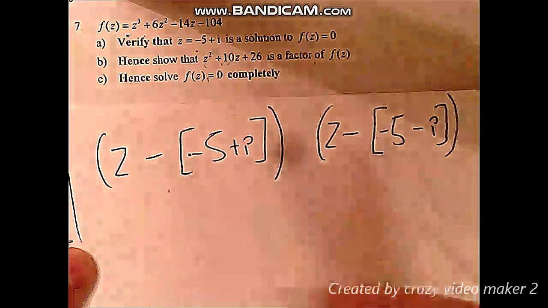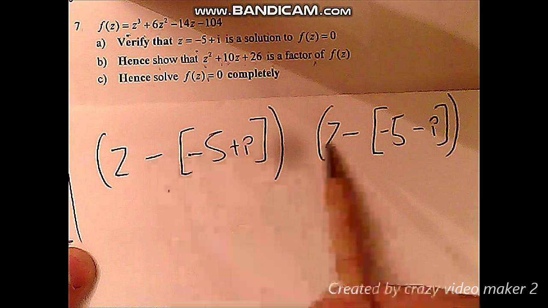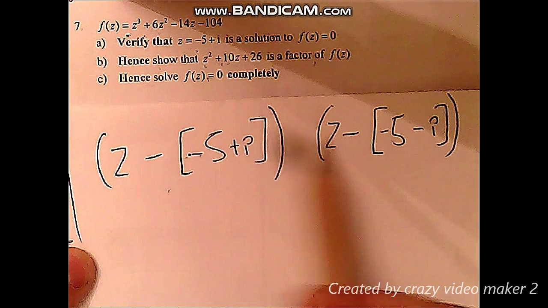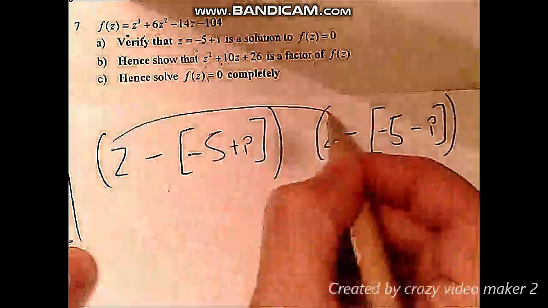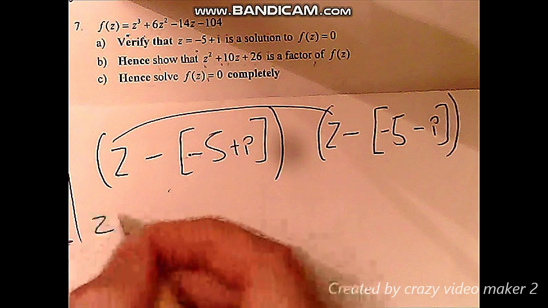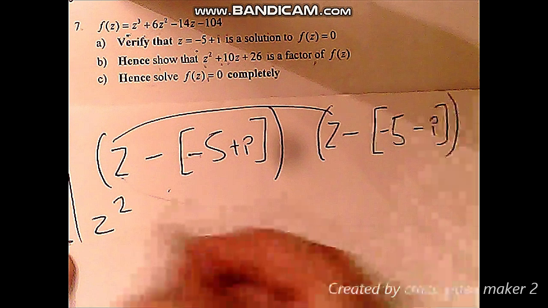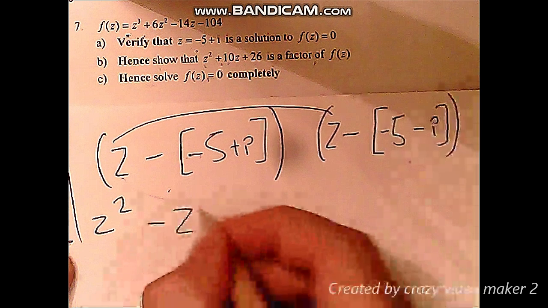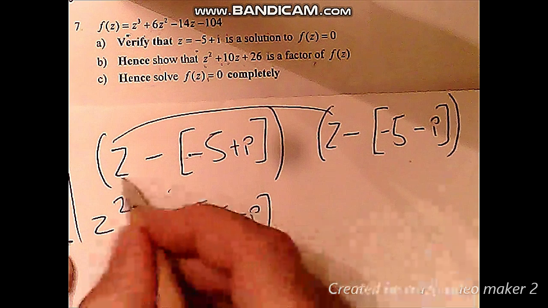So these are definitely solutions. These are definitely the way the brackets would be. So all I need to do is prove that this is that number there factorized. So I have to expand it. z times z is z squared. Nice. z times this imaginary number is minus z, minus 5 minus i. Good.